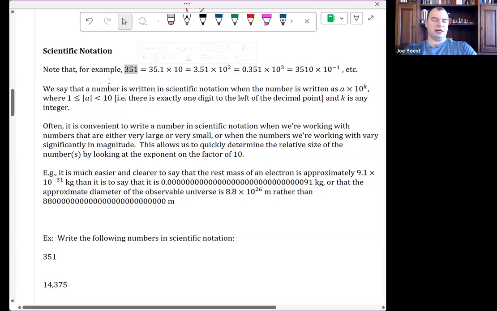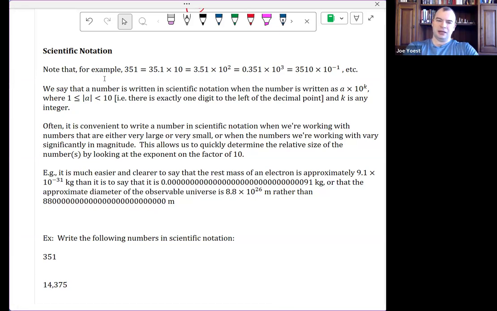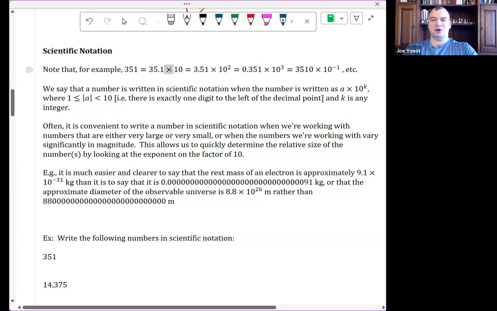So let's just start by recognizing something here, that we could take the number 351 and, as a little aside, pretty much the only time that I will refer to the times operation with something that looks like an X is in scientific notation. So we can refer to 351. We see that that is the same thing as 35.1 times 10, right? The 10, if I multiplied it into the 35.1, it would just bump the decimal point 1 to the right, making 351.